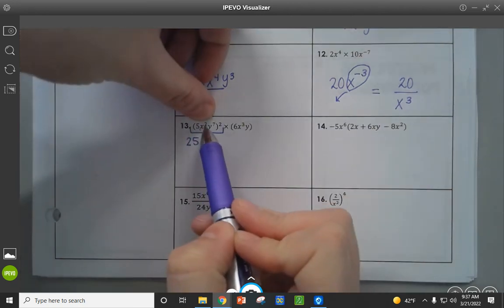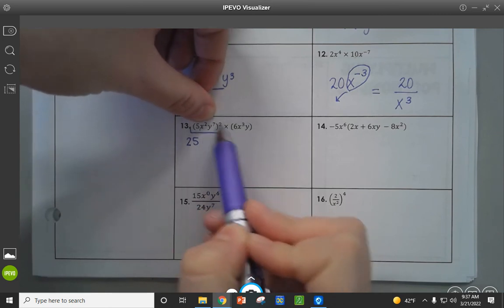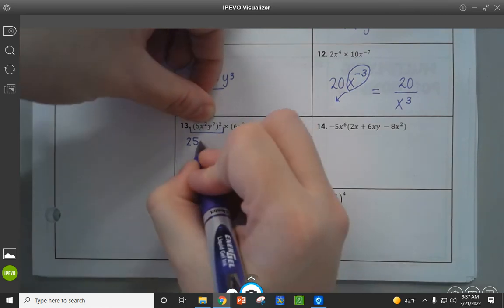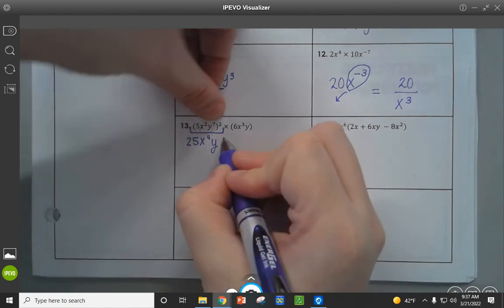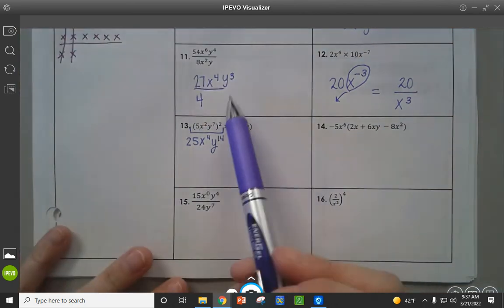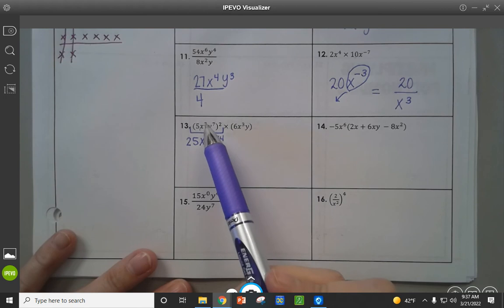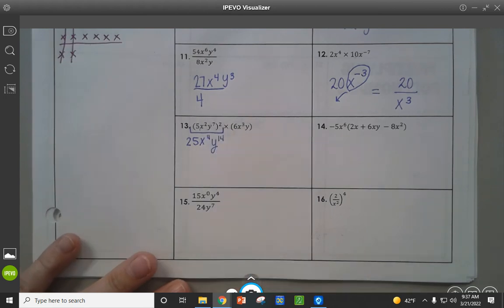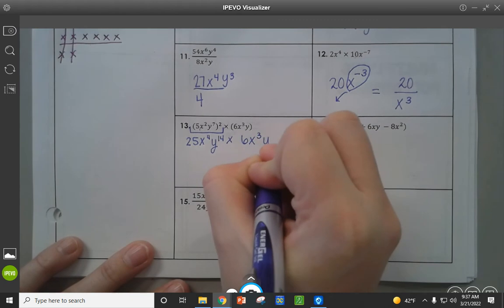Then x to the second, when I square that, now we multiply your exponents. So I would have x to the 4th and y to the 14th. Good. So numbers out front are not exponents. They just get squared like normal, and then your exponents you multiply. And so we have times 6x cubed y.